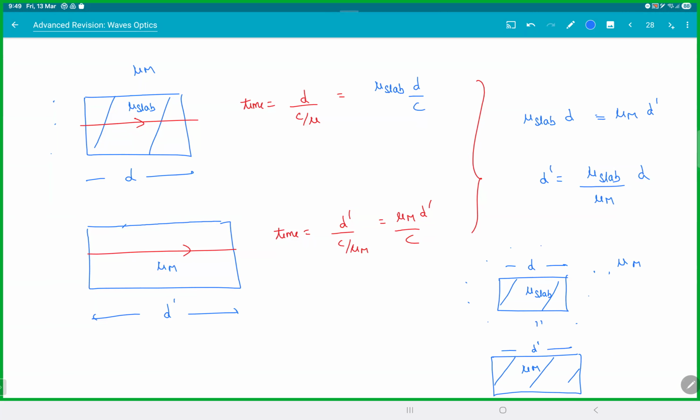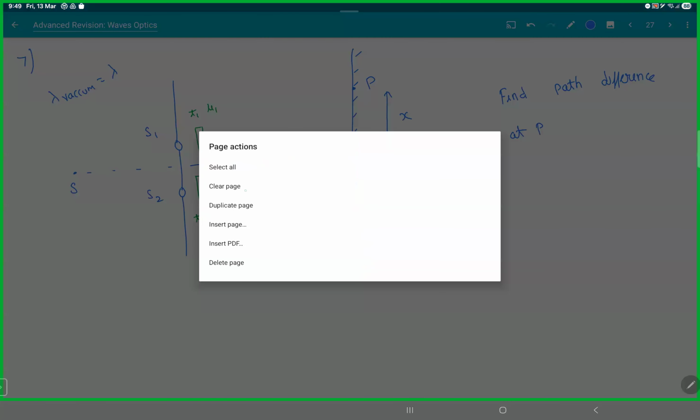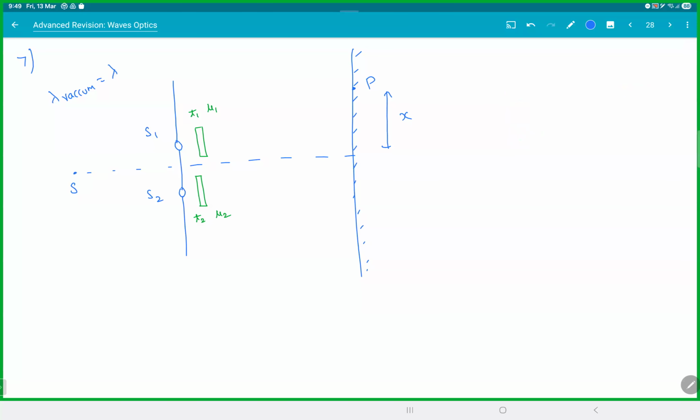Clear with this idea there? So that is the same logic here. Whenever you pass through a slab of thickness T and mu, the path becomes mu into T. So what is the extra path difference? If the slab had not been there, you would have traveled a distance T. Because the slab is there, you have traveled a distance mu T minus T. So T into mu minus 1.